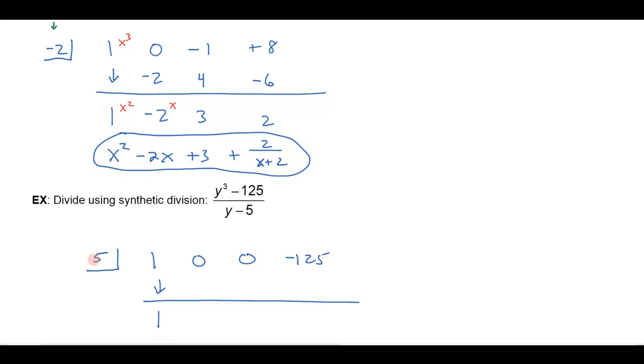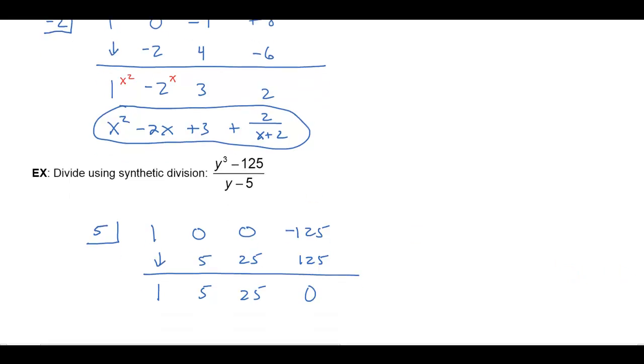Bring the 1 down. 1 times 5 is 5. Add those down. 5 times 5 is 25. Add those down. 5 times 25 is 125. Add those down. And you get a remainder of 0. That's good. Alright, so remember this was y cubed up here, so this is going to be y squared, and this will be y. And I'm left with y squared plus 5y plus 25, and there's no remainder. And so that would be my answer.